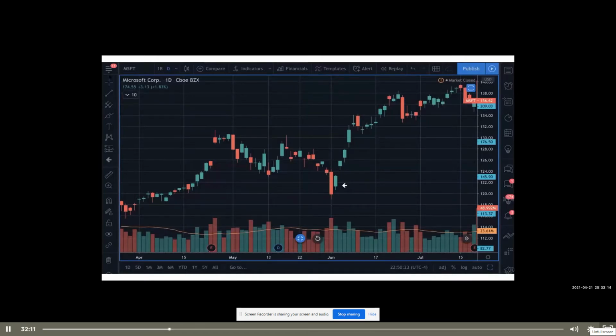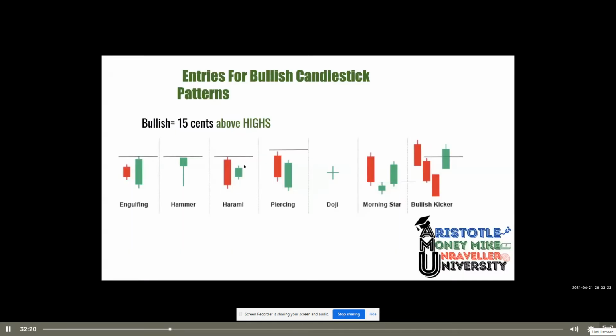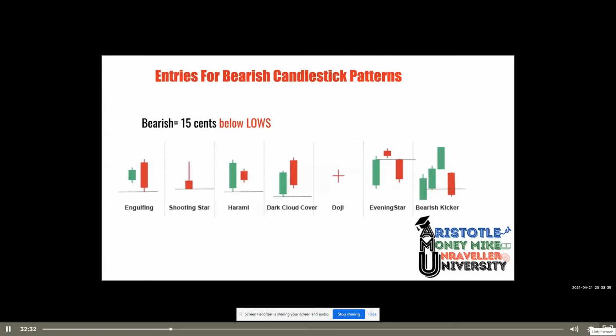So this is Microsoft. Now they do work, but I just don't like them as much as the others. And the entry is above the highs, and I will go over that too. So remember, 15 cents above highs. 15 cents above highs, right? So that is how you enter these things. Entries for bearish candlesticks, 15 cents below lows, 15 cents below, right?